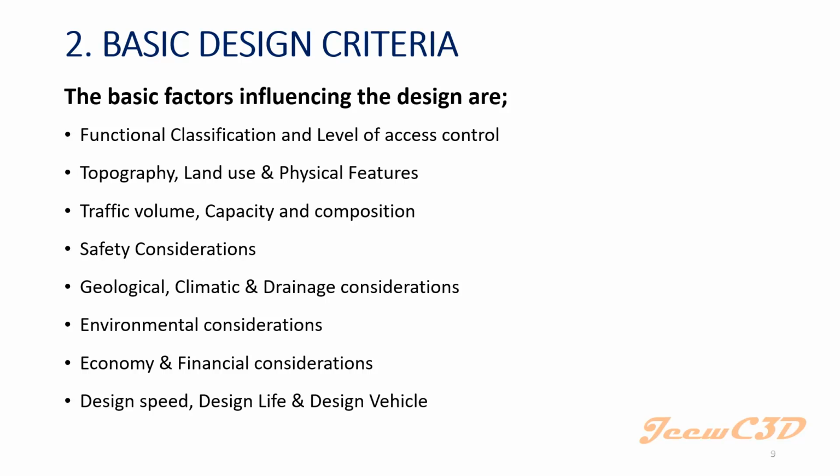So this design speed affects the radius of the road. Horizontal, we call it horizontal alignment, which we will be learning later. So it affects the horizontal alignment as well as the vertical alignment. So design speed is what is the maximum speed you are allowing in that road.